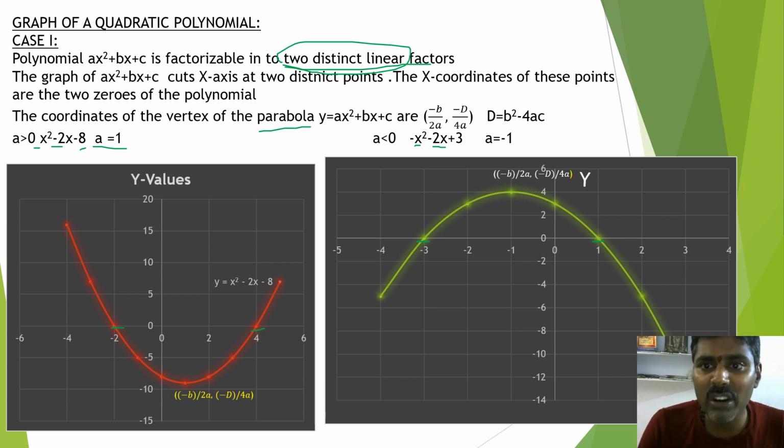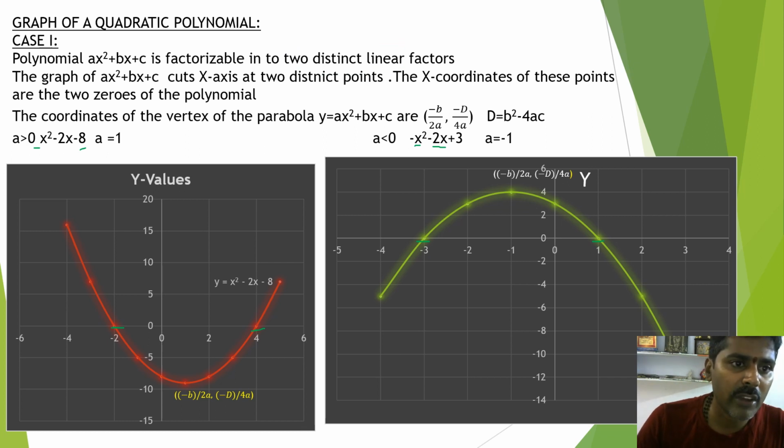The x coordinates of these points. What is the x coordinate here? Minus 2. And here the x coordinate is 4. This minus 2 and 4 are the zeros of this parabola, and minus 3 and 1 are the zeros of this parabola. So this is the first case, when we have two distinct linear factors for the parabola.